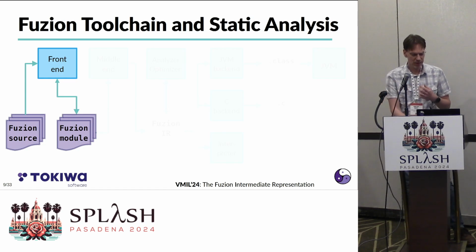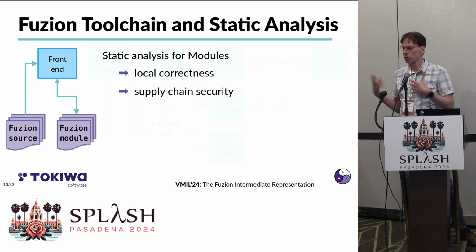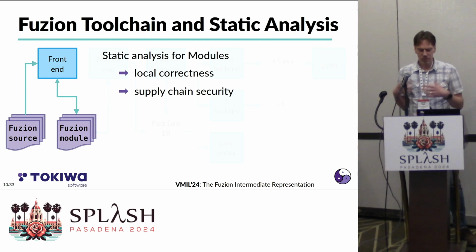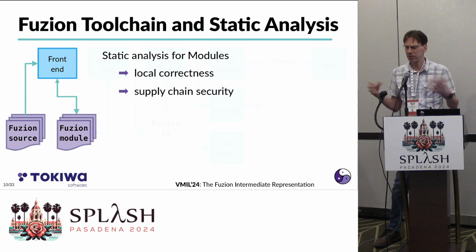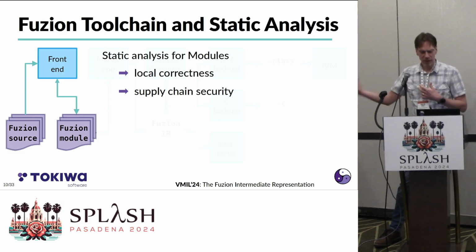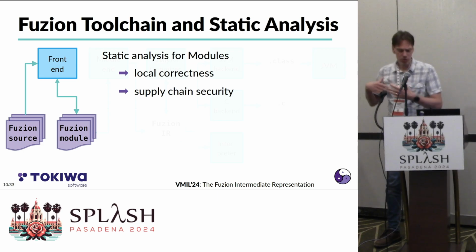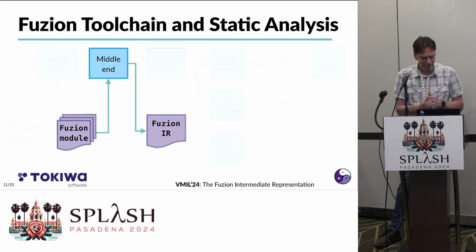It starts pretty standard with a front end that takes Fuzion source code and compiles them into Fuzion module files. And that does the standard things a compiler front-end does, checks for local correctness, type correctness, and so on, but also verifies things like supply chain security, that any modules we depend on actually fulfill what they promise.